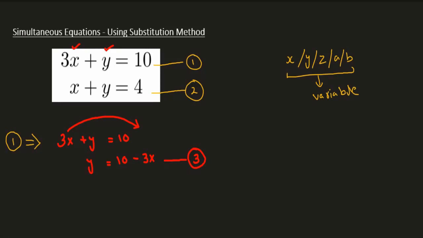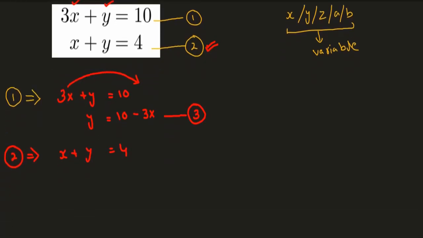Now I am going to use equation number 2. Let me write equation number 2 here: x plus y equals 4. Let me scroll down a little bit. What I am going to do now is substitute the value of y right here. It means that this y has a value of 10 minus 3x, so I am going to substitute that value here.